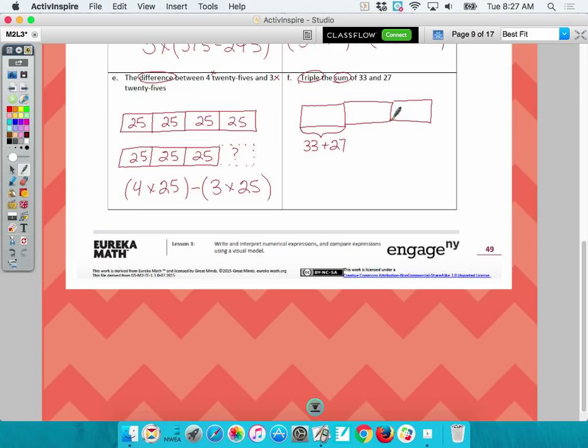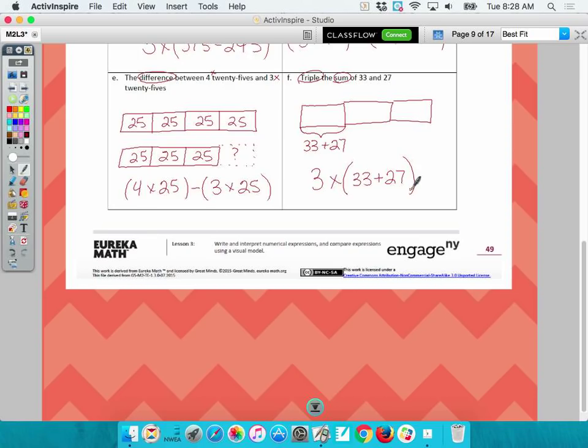I'm going to start with what it says. What's the first word? Triple. So what do I start with? 3 times. 3 times 33 plus 27. Do you feel really smart? Yes. I know.